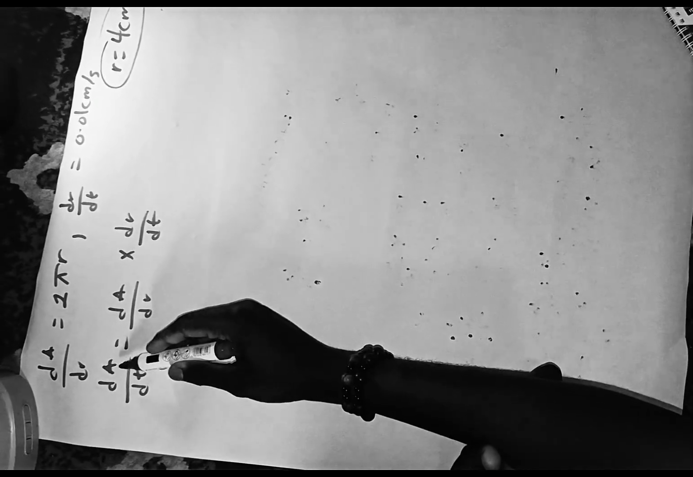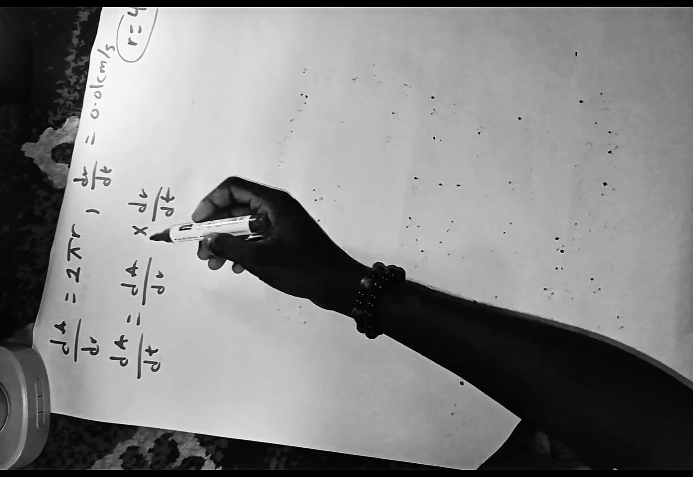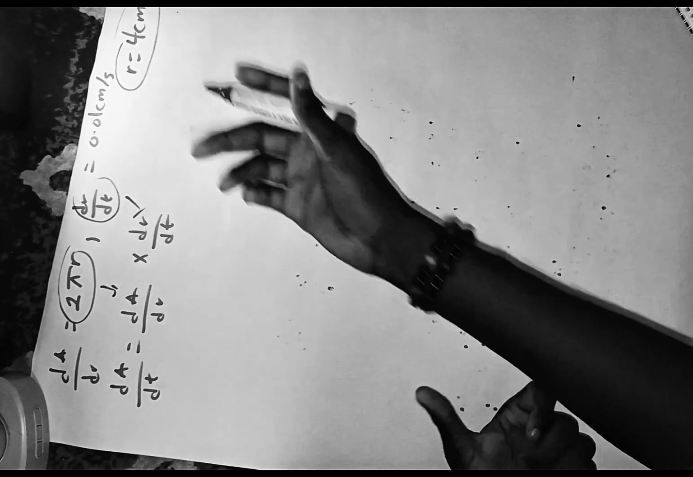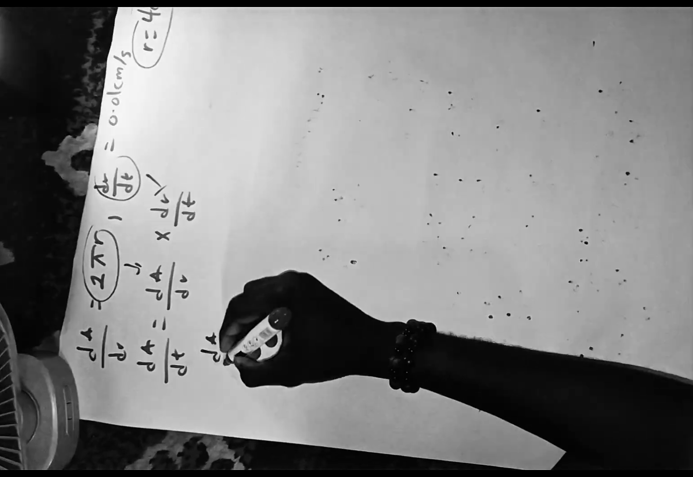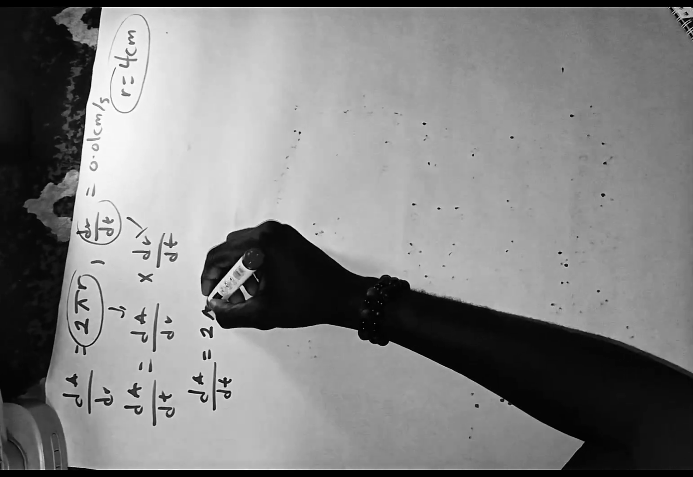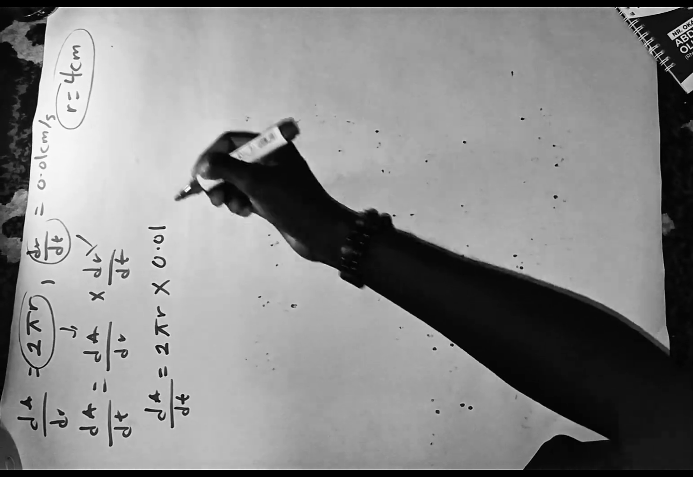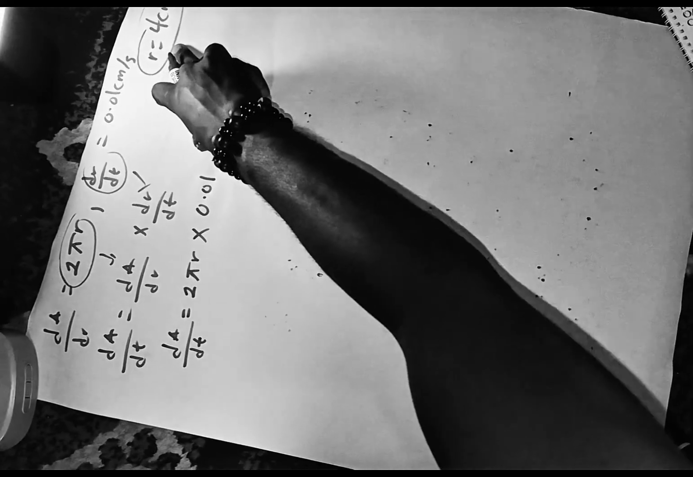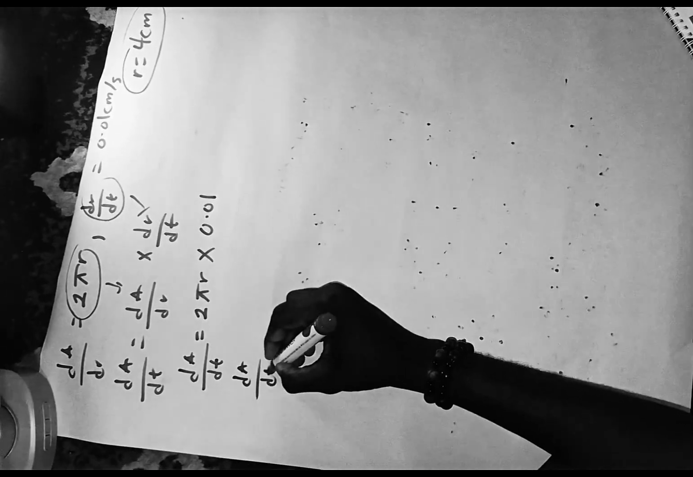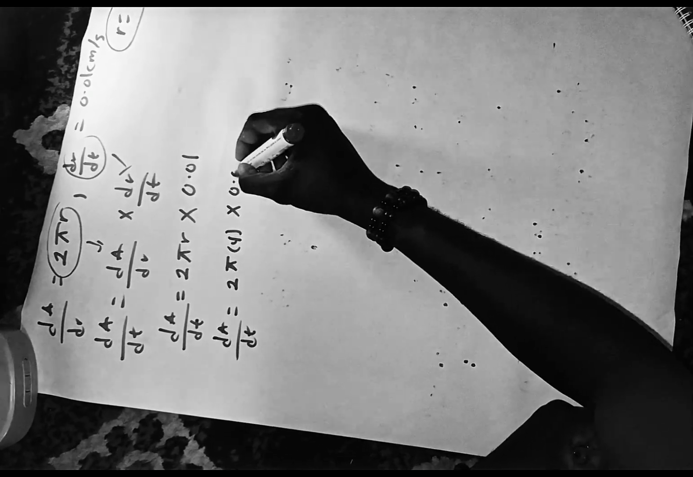So we already established that dA/dt is equal to dA/dr times dr/dt. We already have our dA/dr and our dr/dt, so we can just plug in our values. dA/dt is equal to dA/dr, which is 2 pi r, times dr/dt, 0.01. Remember that r also equals 4 centimeters at that instant. So we know that dA/dt is equal to 2 pi times 4 times 0.01.